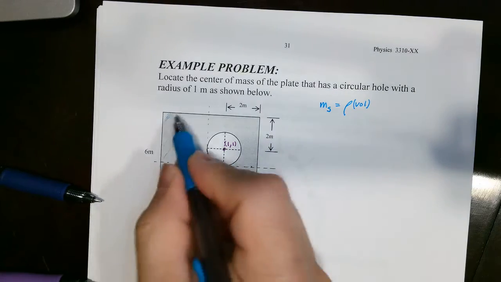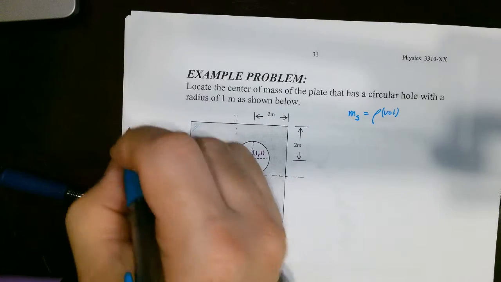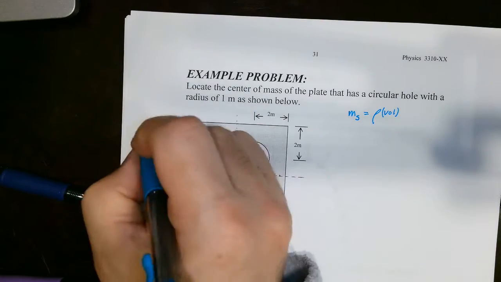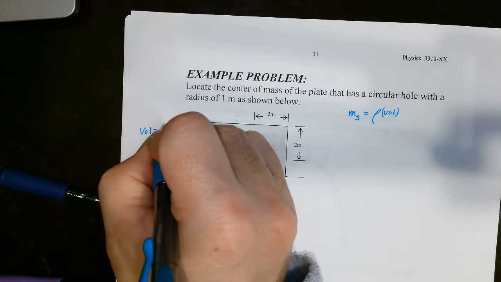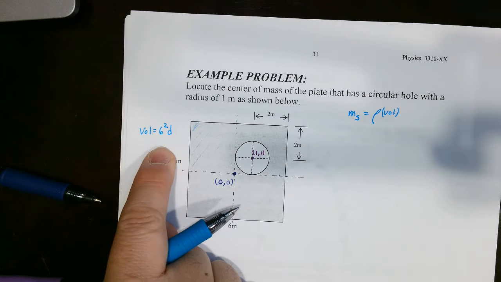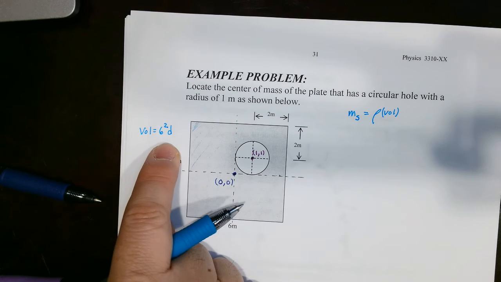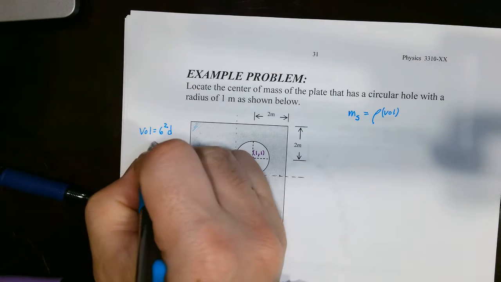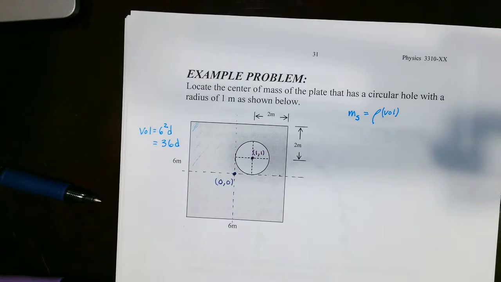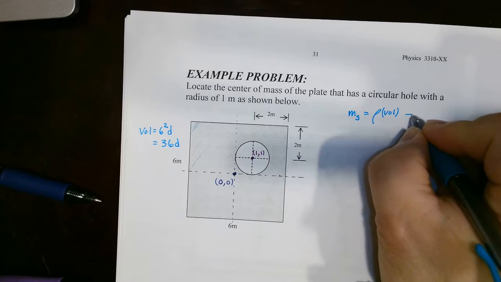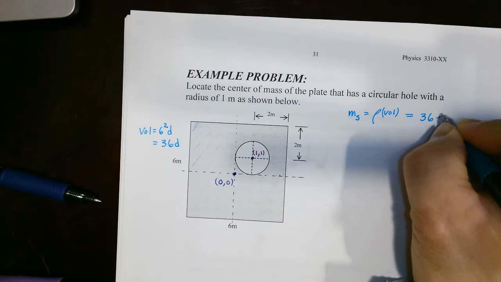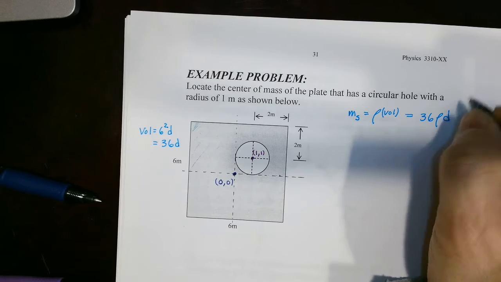But what is the volume of this solid? The volume of the solid is equal to, right, basically 6 squared times the thickness d. Okay? So that comes out to 36d. So the mass of the solid becomes 36 rho d is what we get.